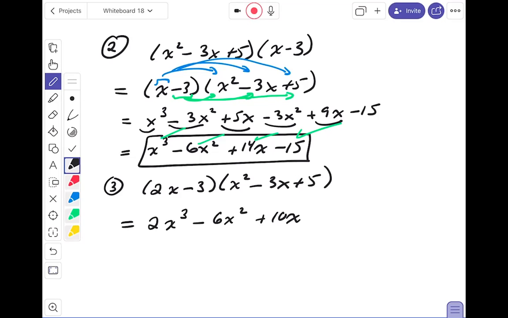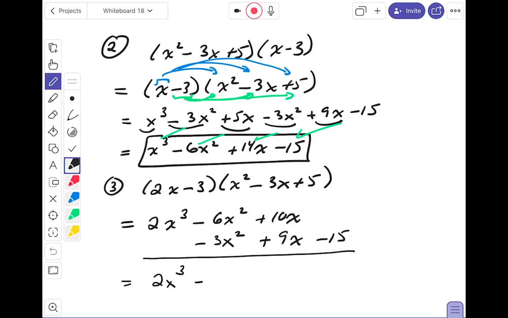I'm going to do something slightly different now. I'm going to do this not horizontally, but vertically. So what's the next thing again? Minus 3 distributed across those 3 terms. So that'll be minus 3x squared. Notice I'm lining things up now. Plus 9x minus 15. I put a little line here indicating we're going to combine this together now. 2x cubed minus 9x squared plus 19x minus 15.